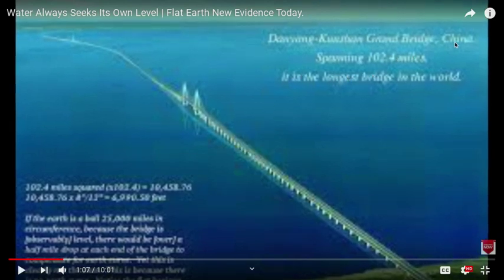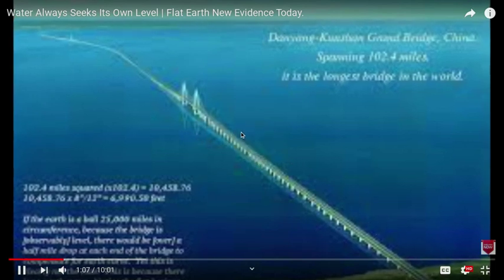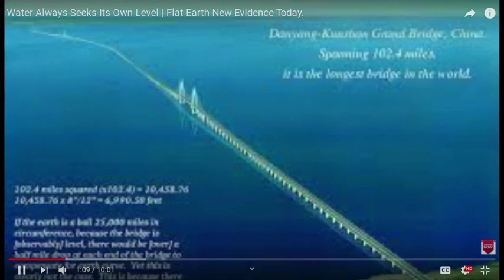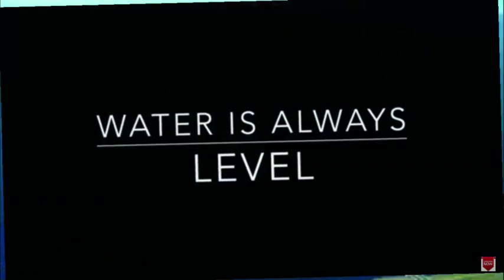Now check this out. This is this Chinese bridge, right? 102.4 miles. Longest bridge in the world. Surely they accounted for the curvature of the Earth. I don't think so. At 1,000 miles per hour. Have you ever seen gravity bend water?